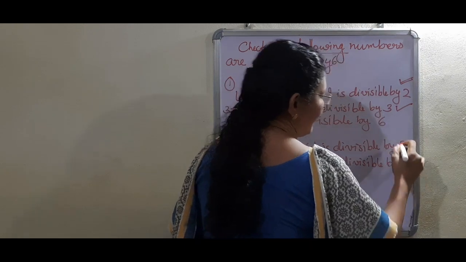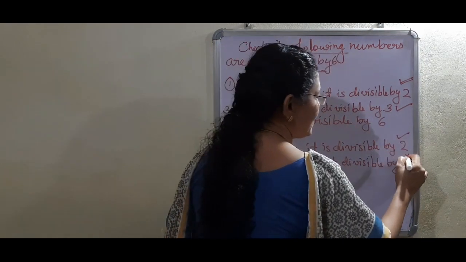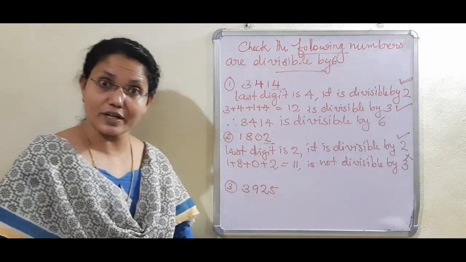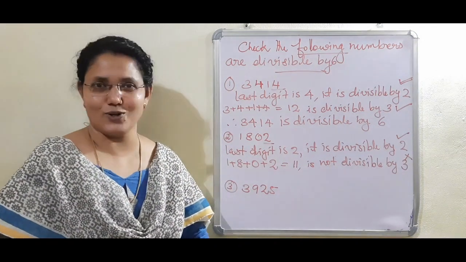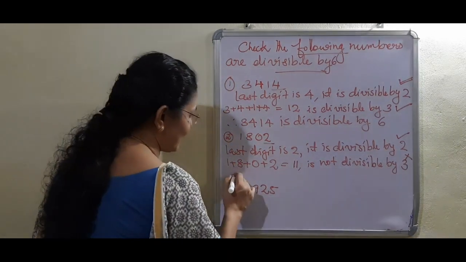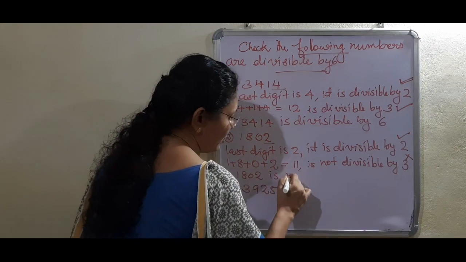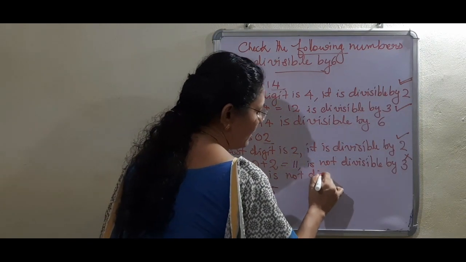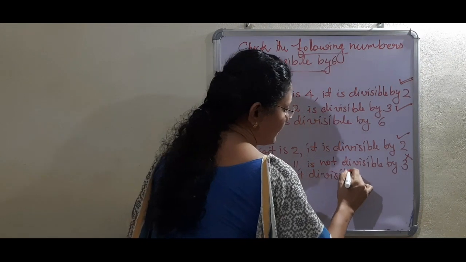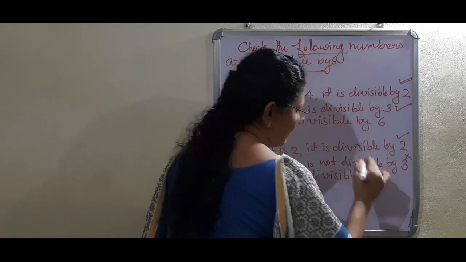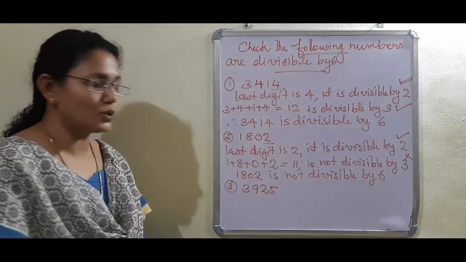It is divisible by 2, but it is not divisible by 3. Therefore, is it divisible by 6? No, it is not divisible by 6. Therefore, 1802 is not divisible by 6.